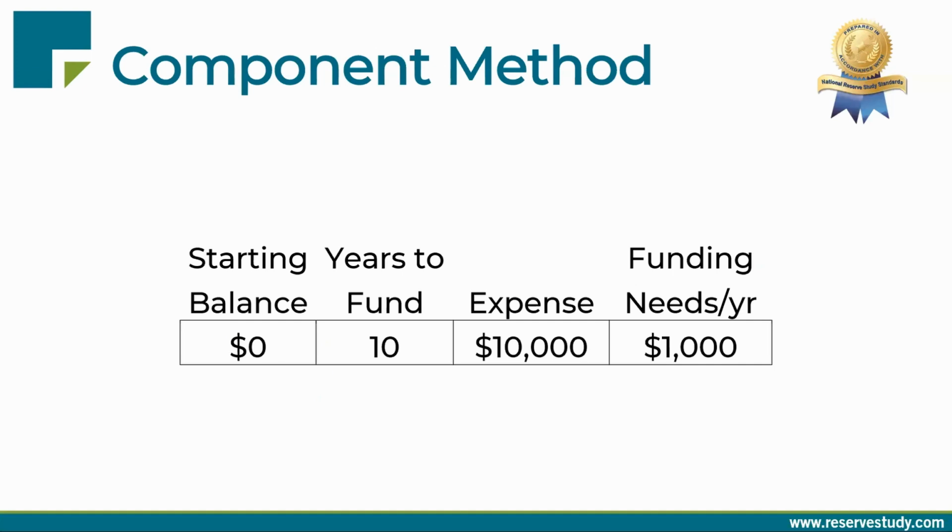It's pretty simple. If the association doesn't make all its budgeted reserve transfers and gets to the 5-year-old point and only has $2,500 set aside instead of $5,000, then the association has 5 years to fund the remaining $7,500 needed to prepare for this $10,000 expense. That's $7,500 over 5 years. So now the reserve funding needs for this component are $1,500 a year.